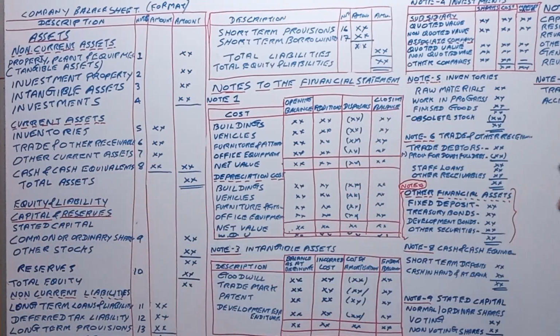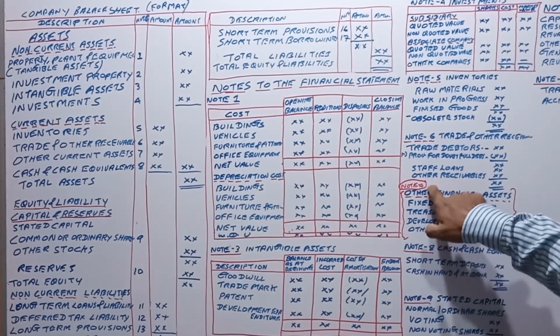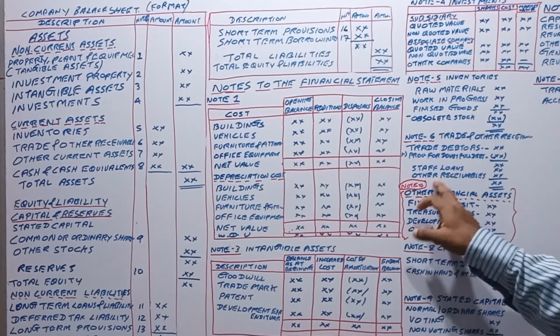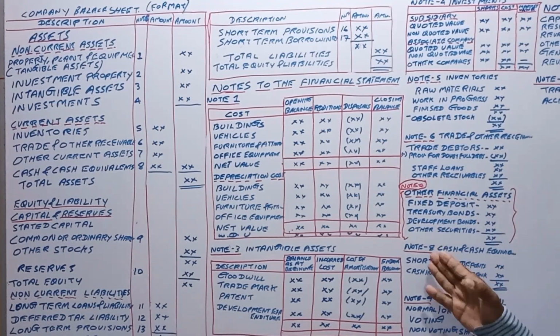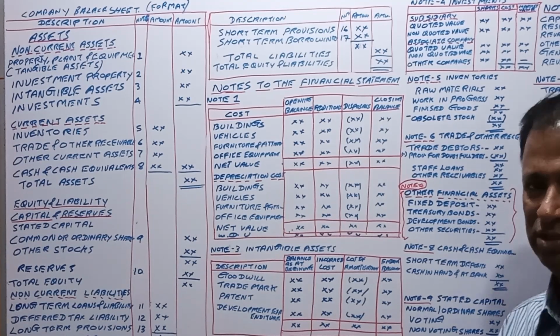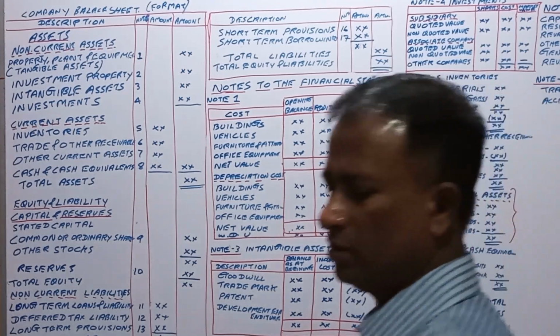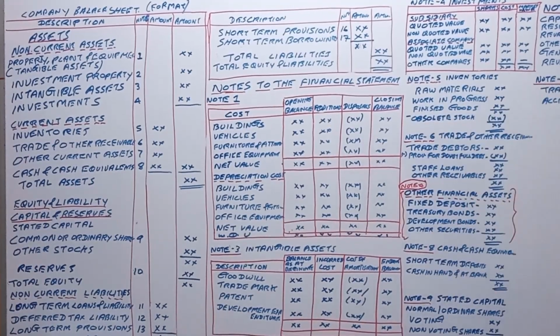And cash and cash equivalents is under note number 8. This is not note number 4. Please read this with note number 4, which is what I mentioned as other financial assets. This is note number 8, cash and cash equivalents, that is short term deposits of 1 month, 2 months, 3 months, and cash equivalents, the cash and cash at bank.